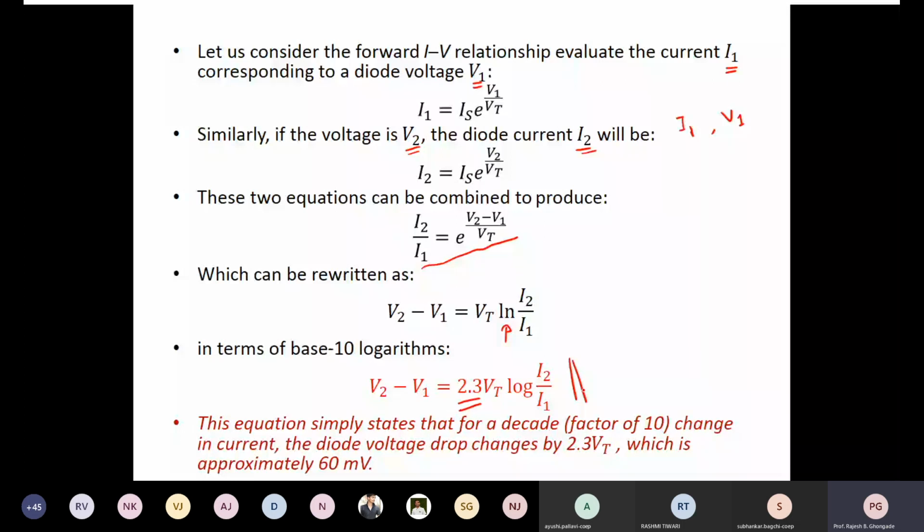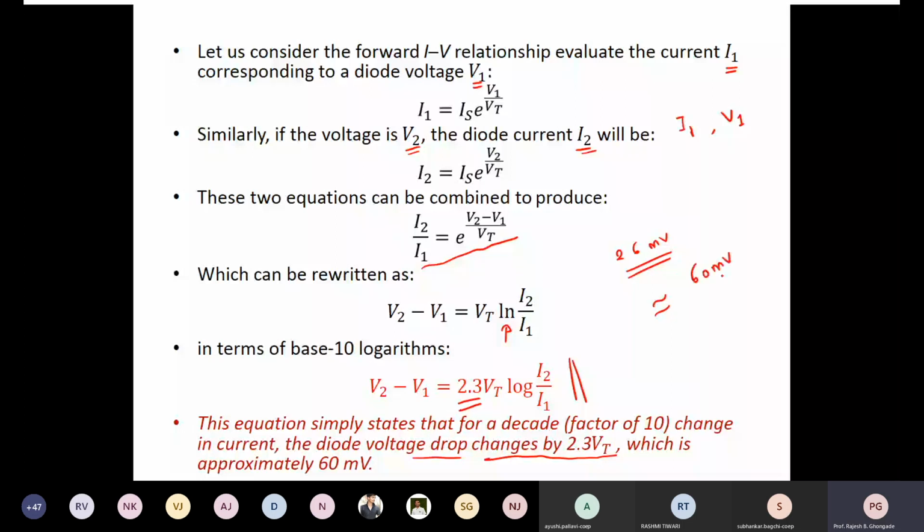What does it say? It says that for a decade factor of 10 change in current, the diode voltage drop changes by 2.3 times Vt. Now Vt we have already said is nearly 26 millivolts at room temperature. So 2.3 into Vt is nearly 60 millivolts.